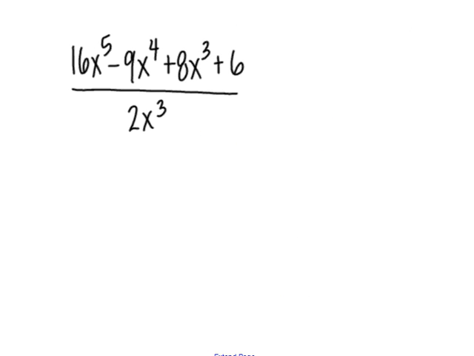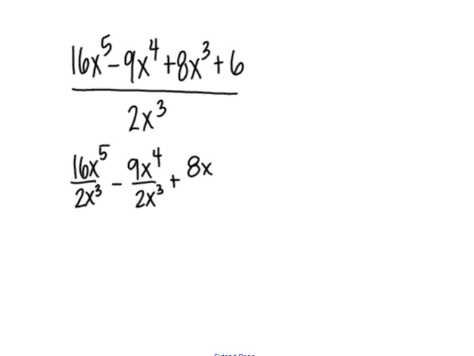Our next problem is the worst one. You have 16x to the 5th minus 9x to the 4th plus 8x cubed plus 6. And all that's being divided by 2x cubed. Writing it in pieces, we would have 16x to the 5th over 2x cubed minus 9x to the 4th over 2x cubed plus 8x to the 3rd over 2x cubed plus 6 over 2x to the 3rd. Each of these four fractions will simplify.